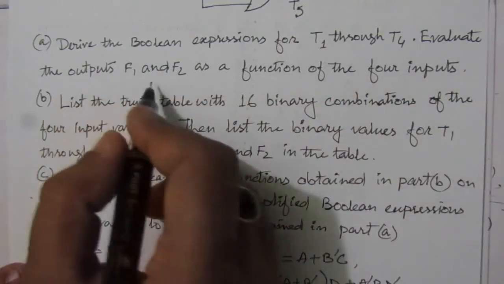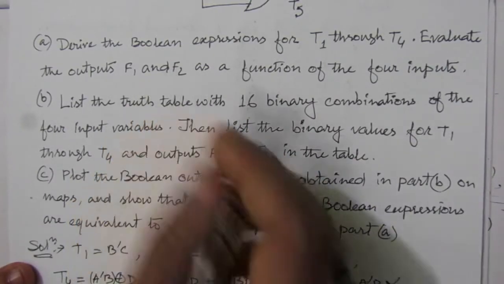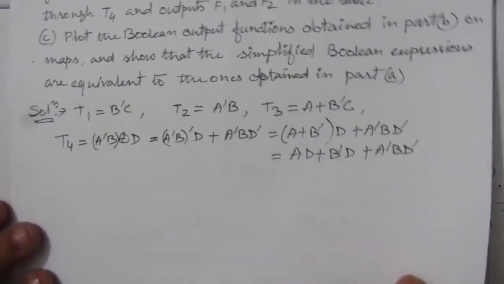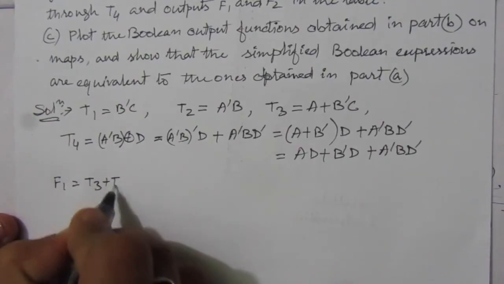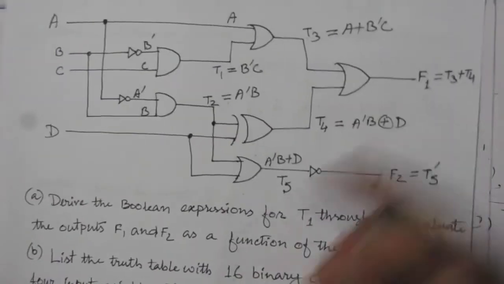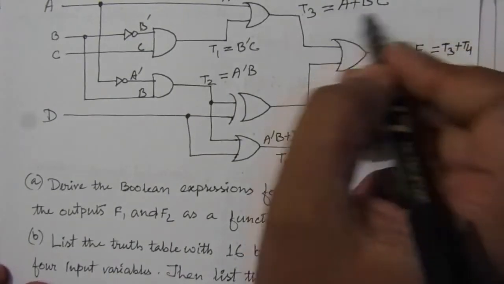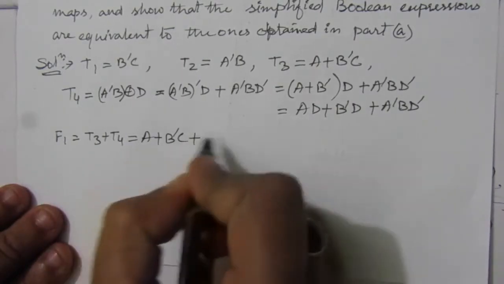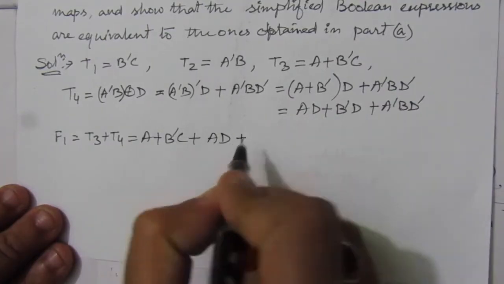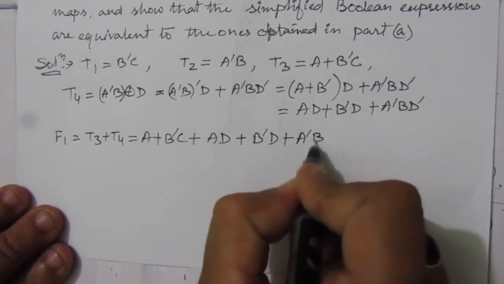Then we have to evaluate the outputs F1 and F2. That means we have to find the Boolean expressions for F1 and F2. We have already seen F1 is equal to T3 plus T4, the OR operation between T3 and T4. T3 is this one and T4 is this one, so we'll replace the T3 and T4 values: A plus B bar C plus AD plus B bar D plus A bar B D bar.